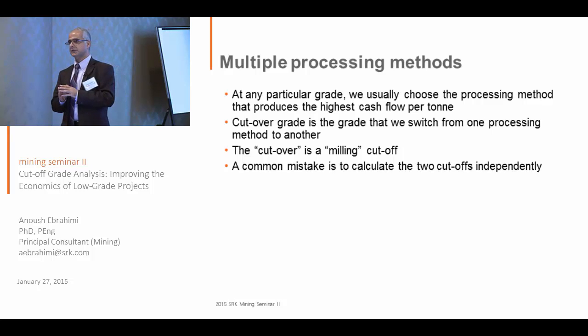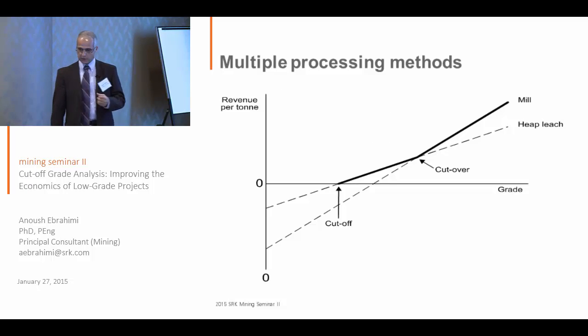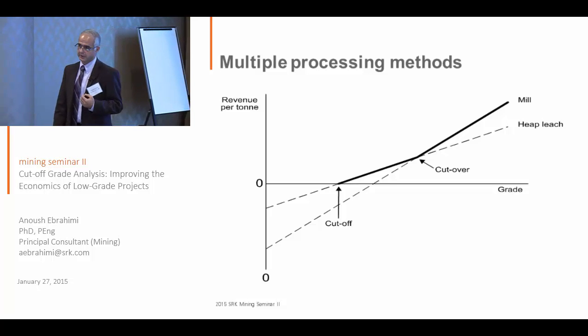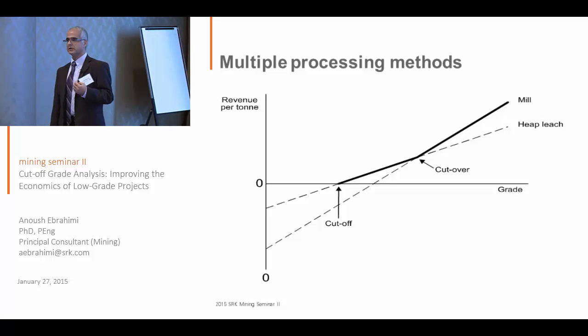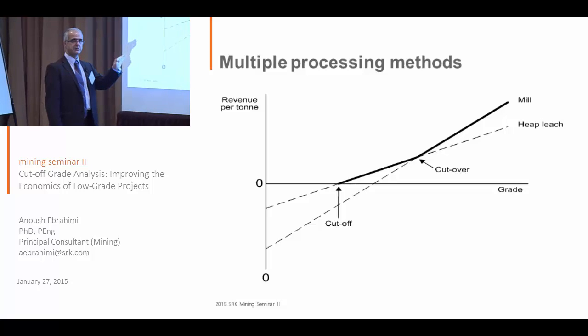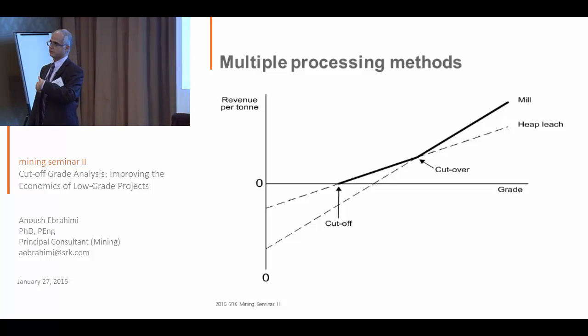If your deposit is, let's say, a gold deposit and you use CIL, CIL is an expensive method, so the cutoff is huge, and the marginal grades you're going to send to the waste. Why not have another processing method to help? What is the cutover grade? Cutover grade is similar to cutoff grade, but it is the grade at which, if you have multiple processing methods, you switch from one method to another.